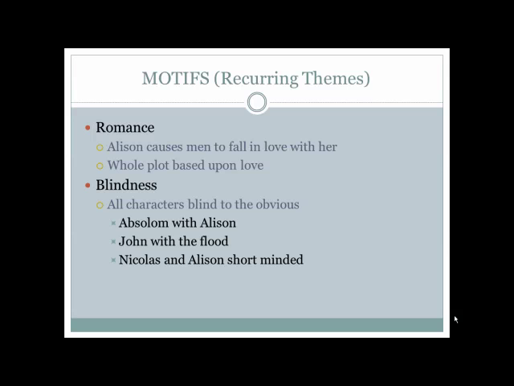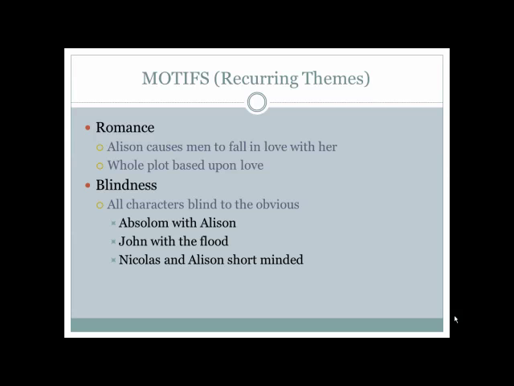Some recurring themes that keep happening, which we refer to as motif. These things recur again and again throughout the entire Canterbury Tales. Romance. In this one, we see Allison causes men to fall in love with her, both Absalom and Nicholas. And so the whole plot is based on the romance and the problems of the romance.